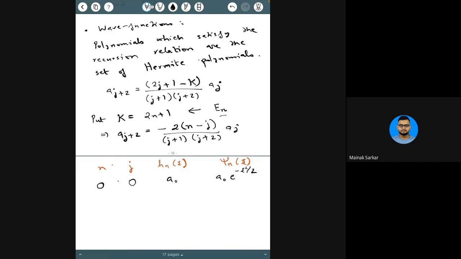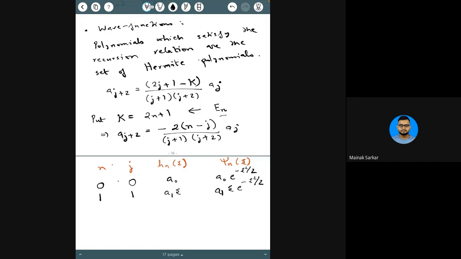Done. Okay. Then when n is 1, the first excited state, you have just 1. Remember, you can only have either even or odd. So j is only 1. Then you have a1 and xi to the power j, so here you have a xi in the H_n function. Then this looks like a1 xi times e to the power minus xi squared by 2.